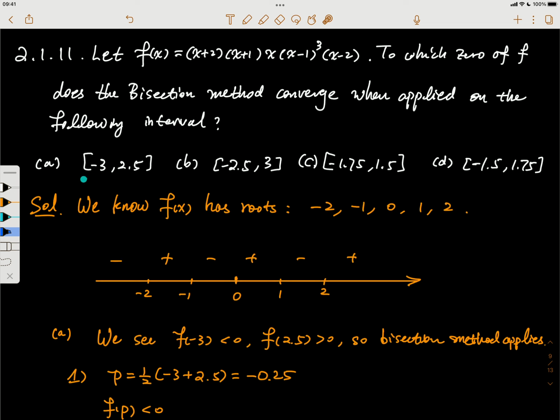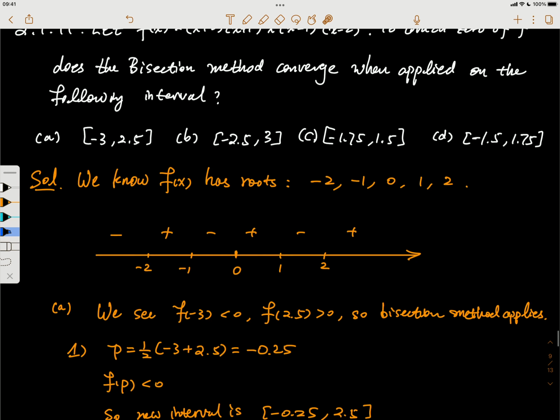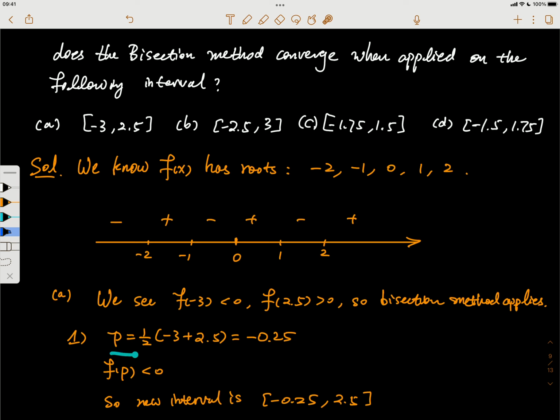For example, in the first case, we look at the interval -3 to 2.5. 2.5 is somewhere here, which is positive. -3 is some point here, where the function value is negative. Now, applying the bisection method, we find the middle point between these two points, which is -0.25, somewhere here. So the value is negative. So we pair this point with 2.5, because these two have different signs. Originally it was this, and we halve it, and I'm going to choose this interval.